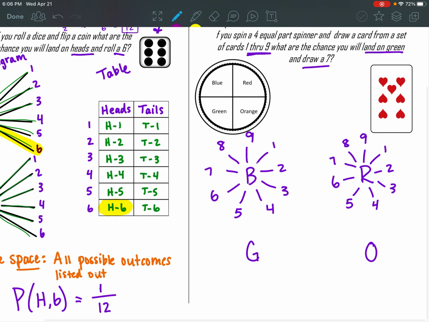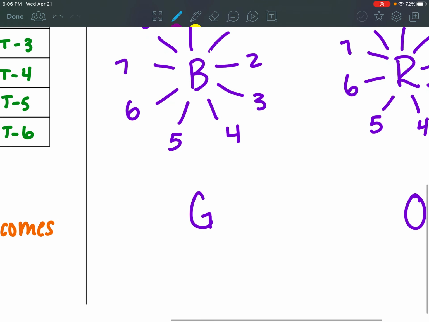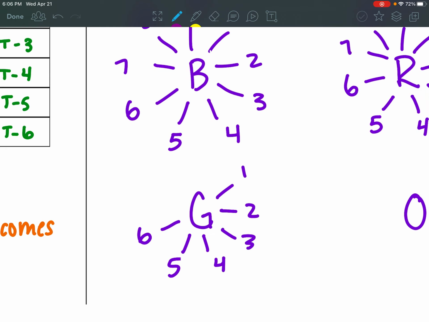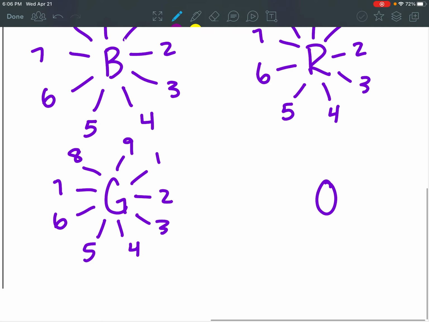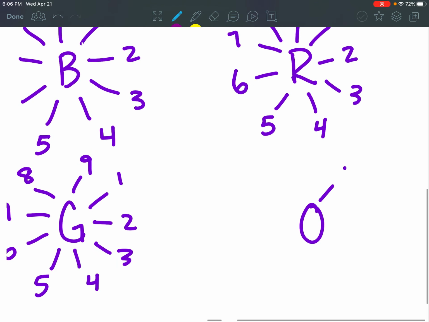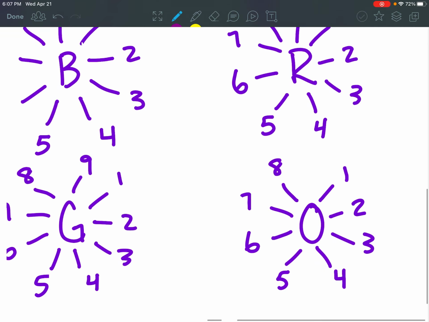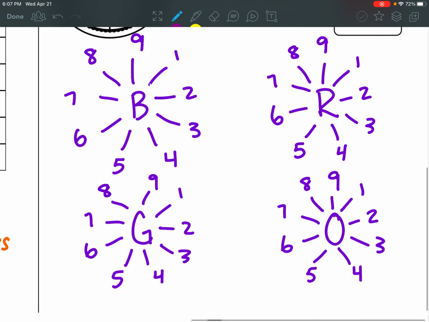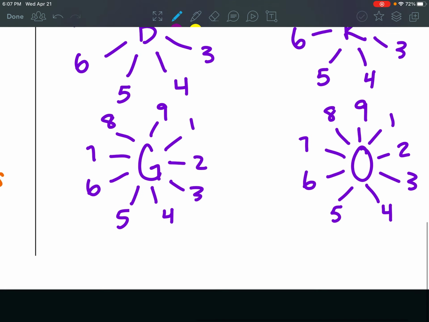We would do that with all of these spinning options. And the purpose here is also to try and make it organized, and my tree diagram may run into each other here, so I'm trying to keep it as organized as I can. So then when we're done, we can see the total number of outcomes here. We've got 9 outcomes per color on that spinner. So we have 9, 18, 27, 36.